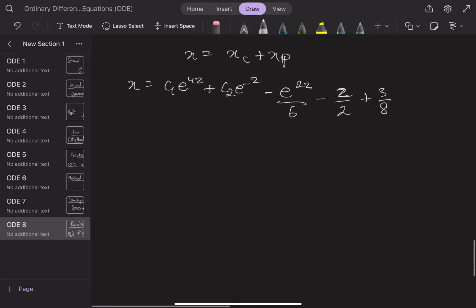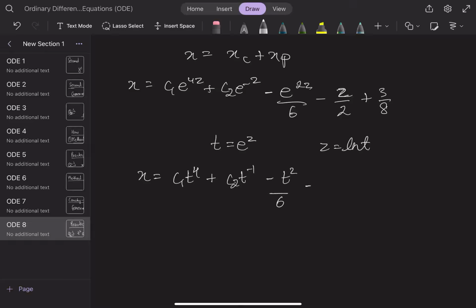Now we just need to change z in terms of t, and then our answer will be complete. So t is e raised to z and z is ln t. So let's make those changes. X is equal to c1 t raised to 4 plus c2 t raised to minus 1 minus t square by 6 minus ln t by 2 plus 3 by 8. This is the final answer.